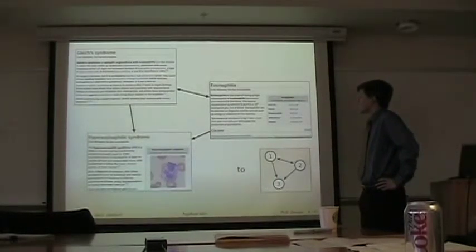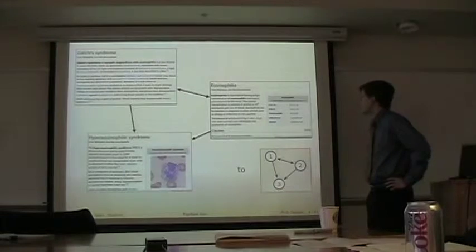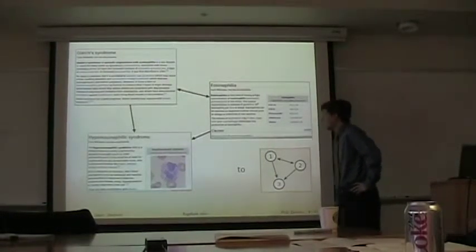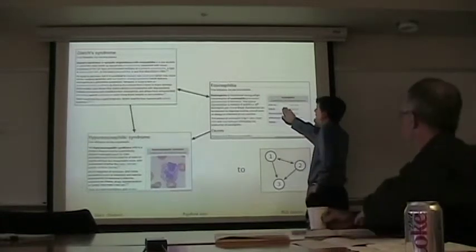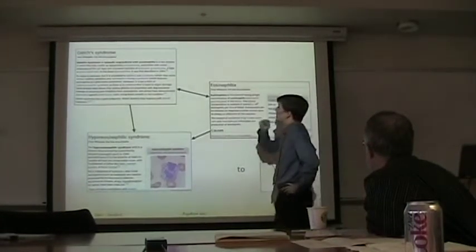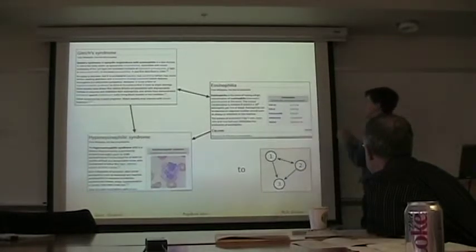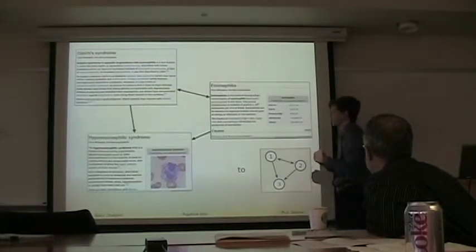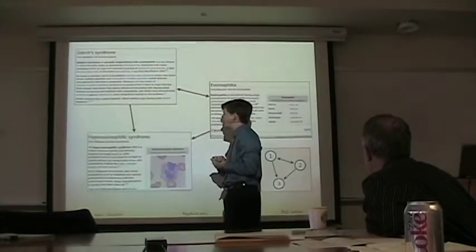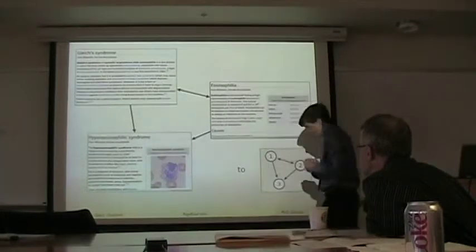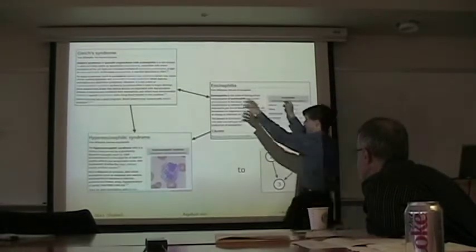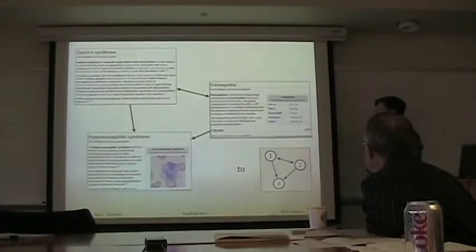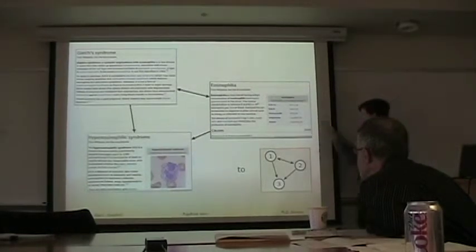Gleich syndrome is a page on Wikipedia that links to a page on Wikipedia called eosinophilia. And eosinophilia links back to Gleich syndrome. So clearly these pages have something to do with each other. Both of these pages have links to a page on hyper-eosinophilic syndrome, which says that these two things somehow have something to do with hyper-eosinophilic syndrome.